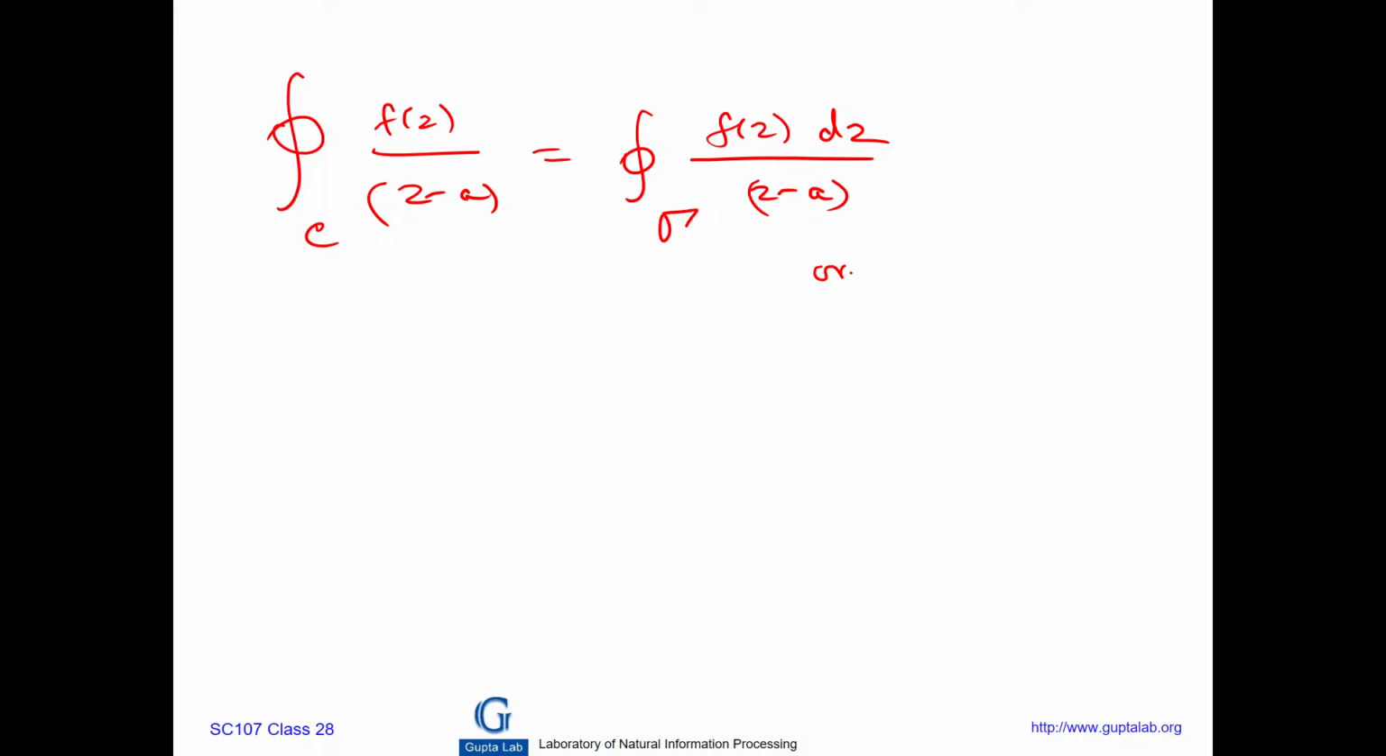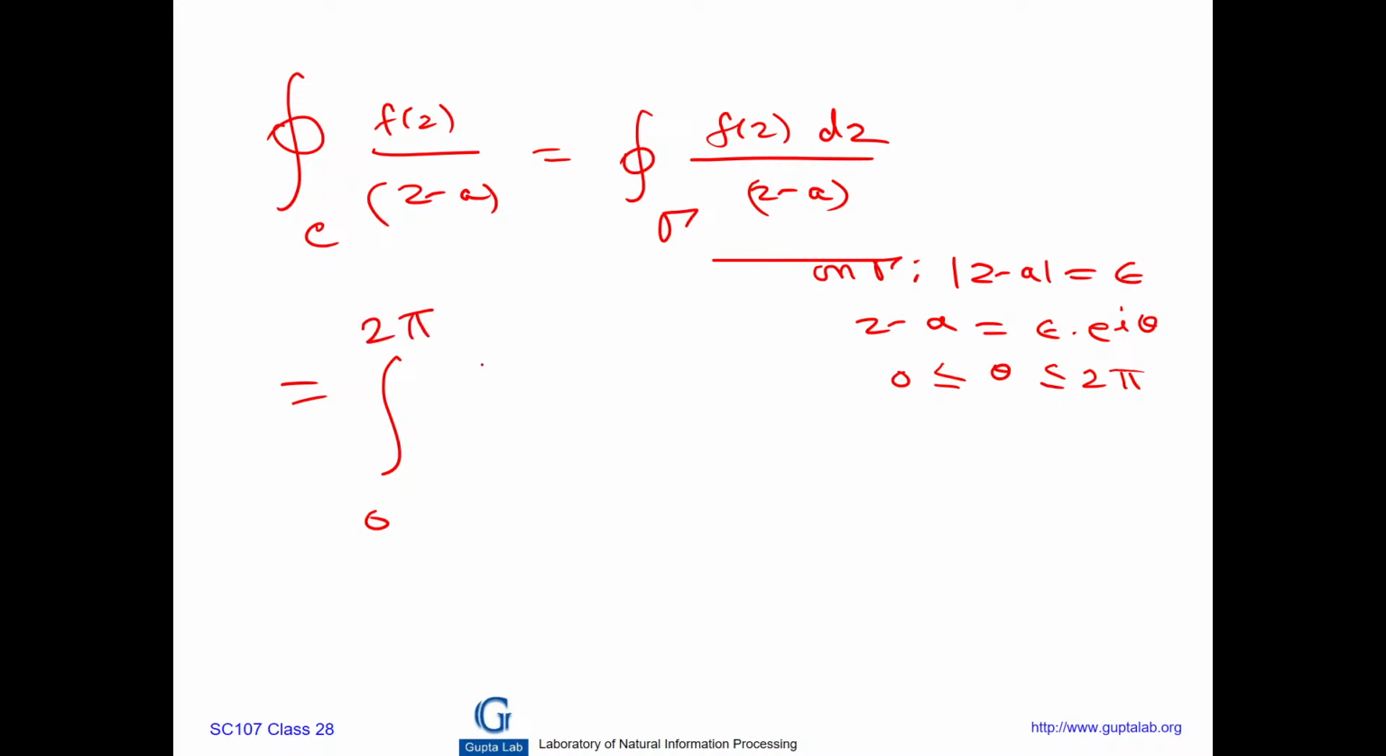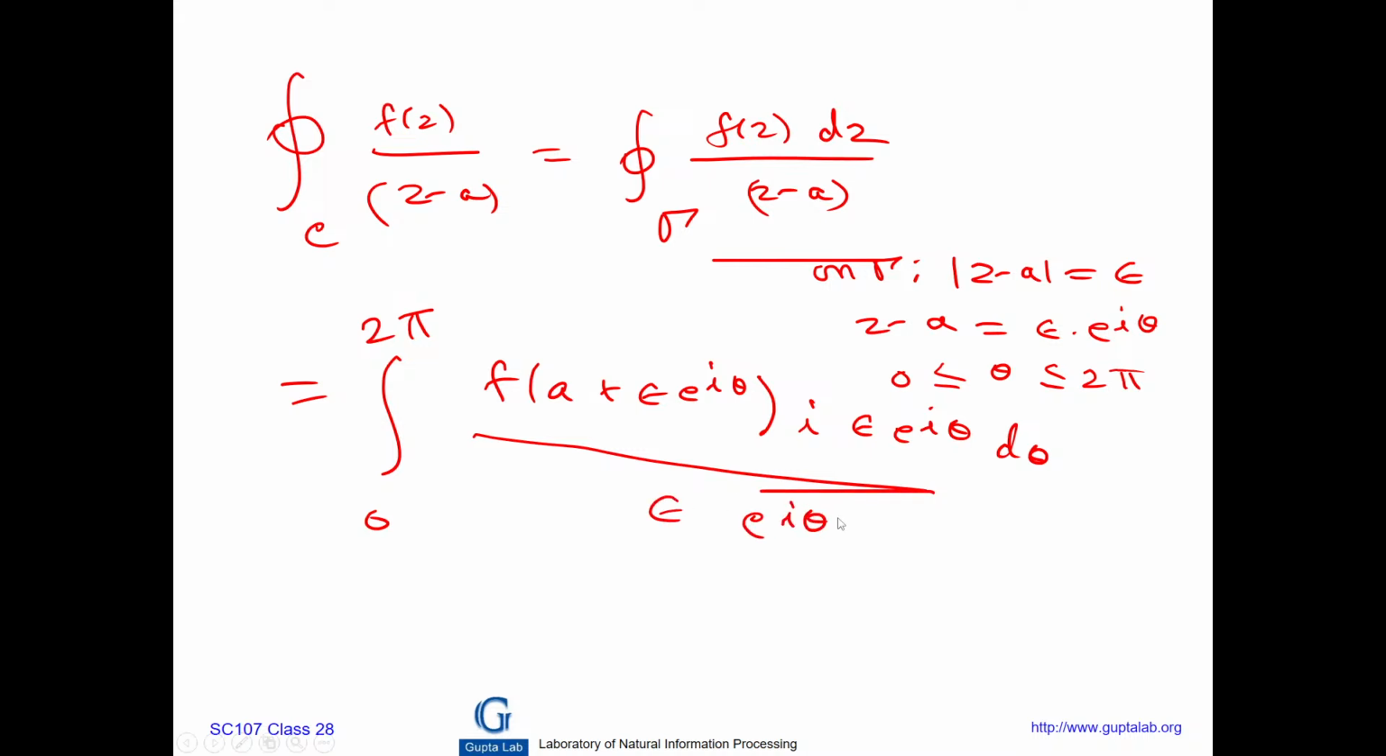Now on gamma, mod of z minus a is equal to epsilon, so z minus a is equal to epsilon into e raised power i theta. Theta lies between 0 and 2 pi. Substitute कर दिया. This will be integration 0 to 2 pi f of a plus epsilon into e raised power i theta, i epsilon e raised power i theta d theta divided by epsilon into e raised power i theta. कट गया जो काट सकता है. We are left with i times integration 0 to 2 pi f of a plus epsilon into e raised power i theta d theta.